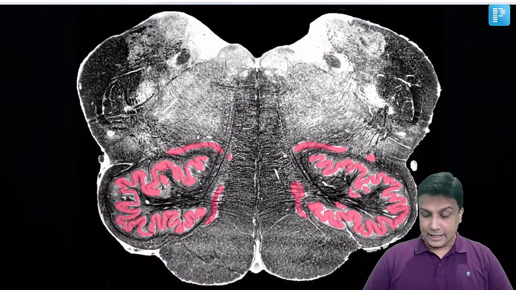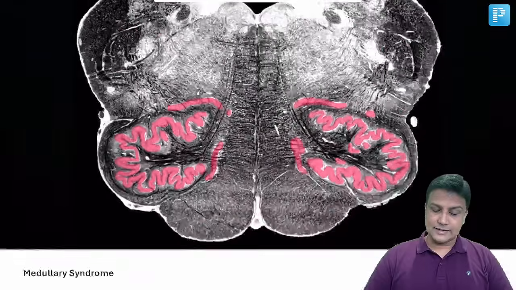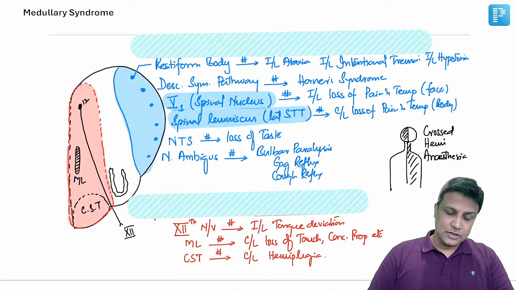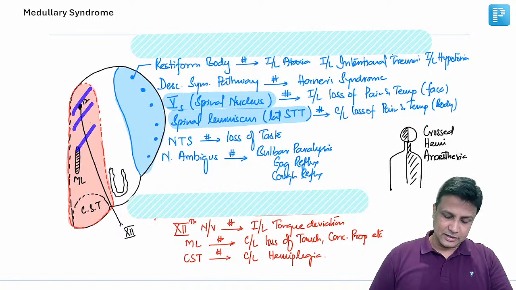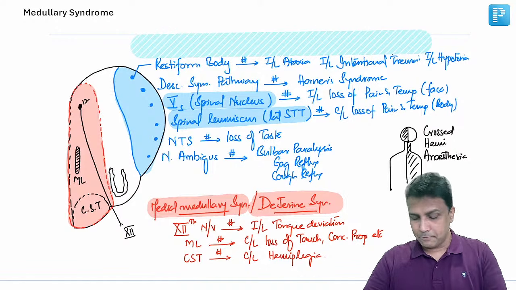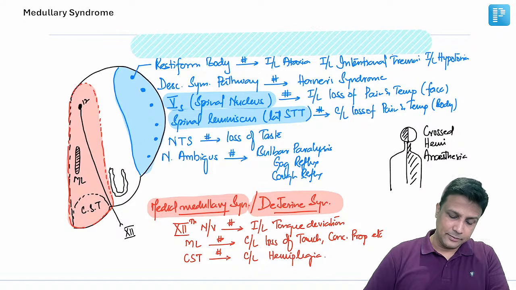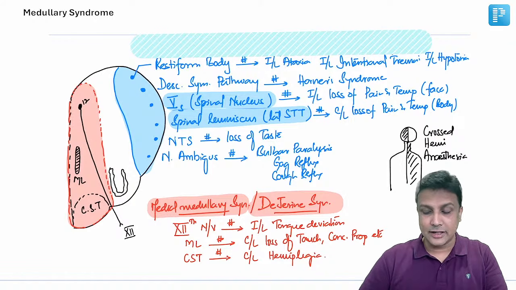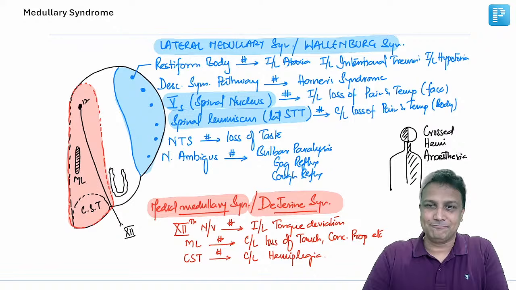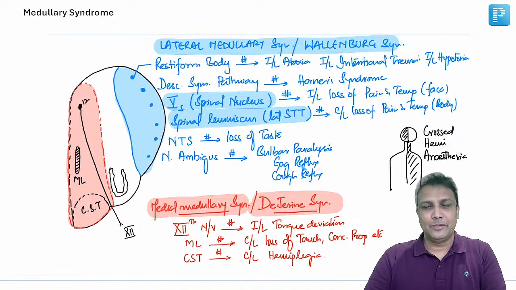Fine. Now let's see the medullary syndromes here. Of course, if the medial part is affected, this is referred to as the medial medullary syndrome, also known as the Dejerine syndrome. Whereas if the lateral part of the medulla oblongata is affected, then it will be the lateral medullary syndrome, which is also very famously referred to as the Wallenberg syndrome. Many times in your exam, there will be a question coming from the Wallenberg syndrome also.